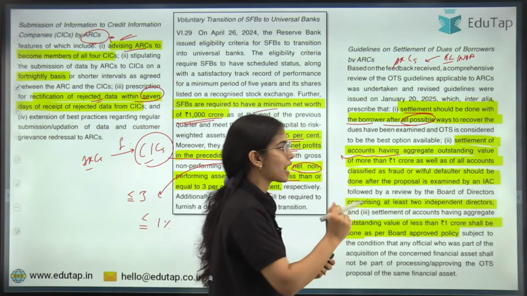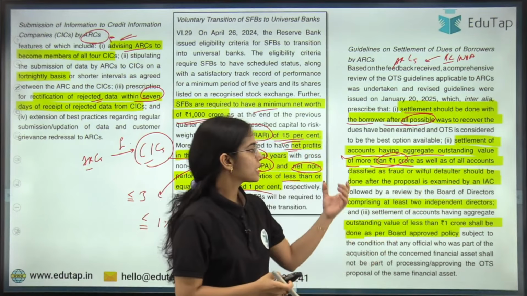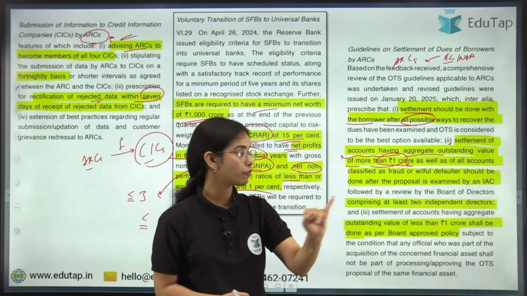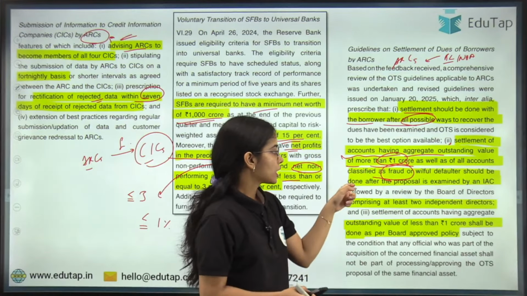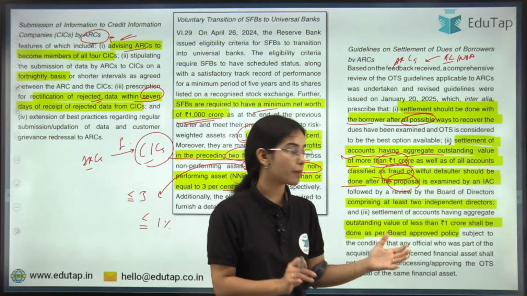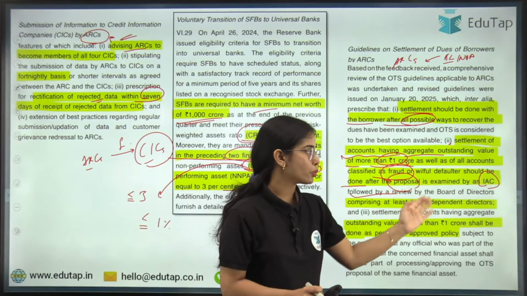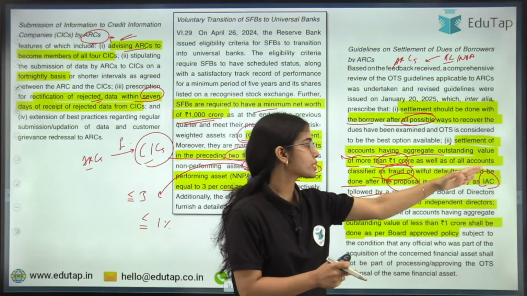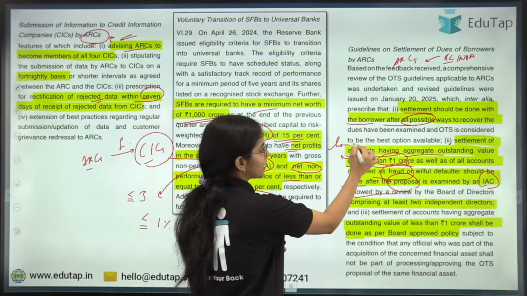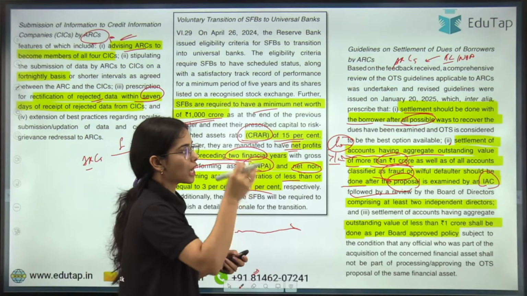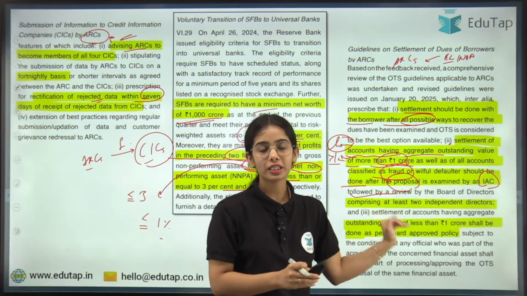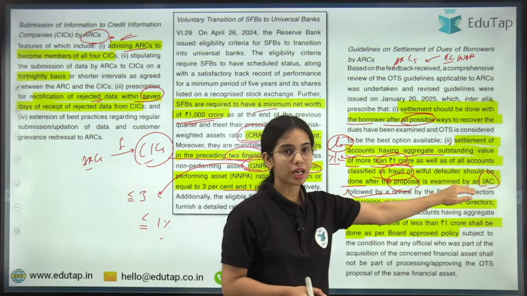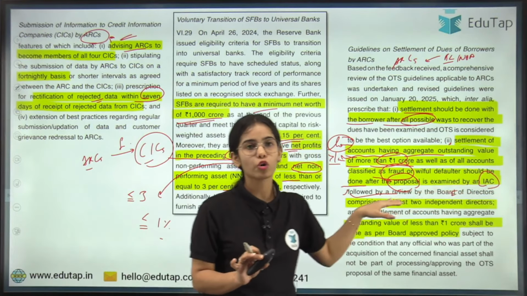In case the settlement of accounts have aggregate outstanding value of more than 1 crore, in this case, all the accounts. So in case the settlement amount is more than 1 crore, or in the case where the borrower is a willful defaulter or is a fraud case, first the proposal of settlement has to be examined by the independent advisory committee, followed by a review by the board of directors. That means if the loan value that is outstanding, not the settlement amount, but the aggregate outstanding value, is more than 1 crore, or the borrower is in the fraud category or a willful defaulter, then first the proposal for the settlement has to be examined by the independent advisory committee, followed by the review from the board of directors.